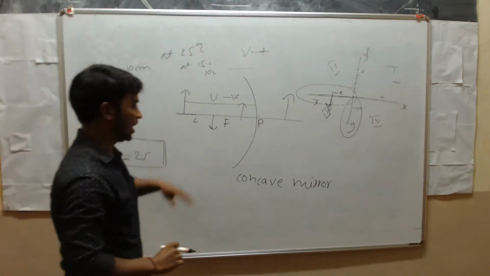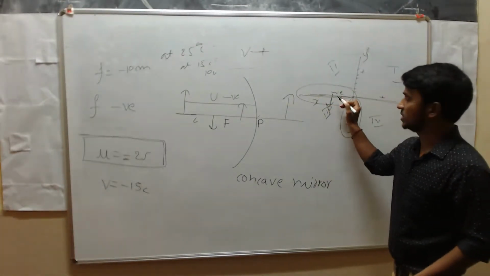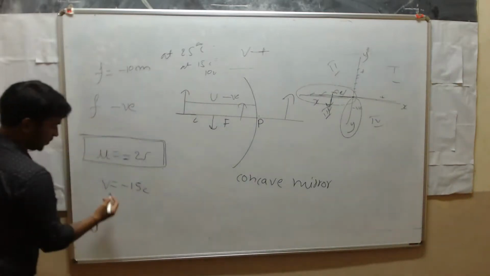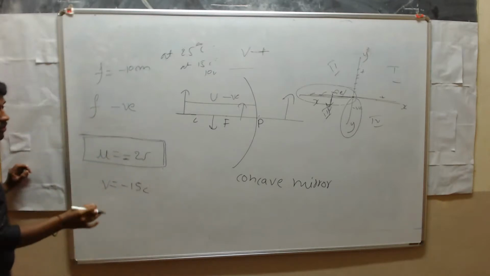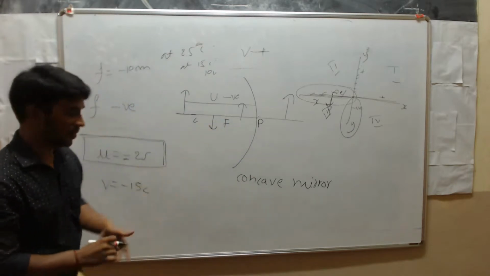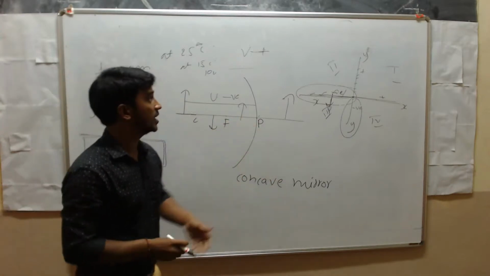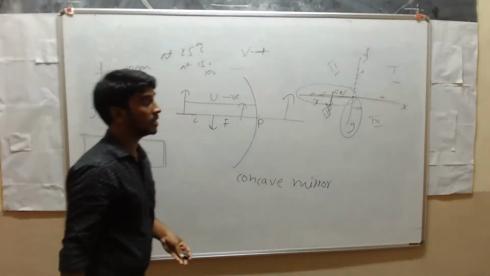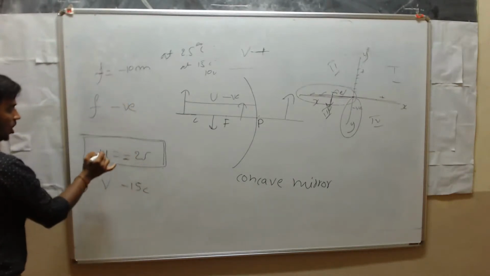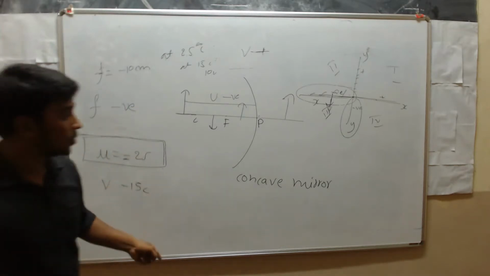Why? Because it is on the left side of the mirror. Left side of the mirror means this axis, minus x axis. Here all the values are negative only. Sometimes v is positive or v is negative. In a problem, if they mention the image is real, then you should take v values in negative. If they mention the image is virtual, at that time you should take v as positive. But for concave mirror, you should take focal length in negative values and object distance in negative values. Okay, so this is the sign convention in concave mirror.